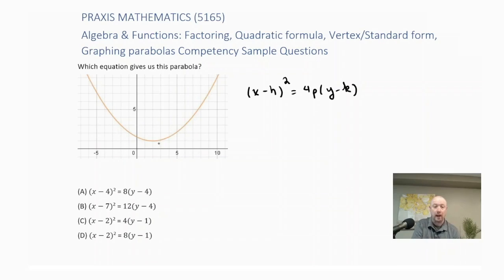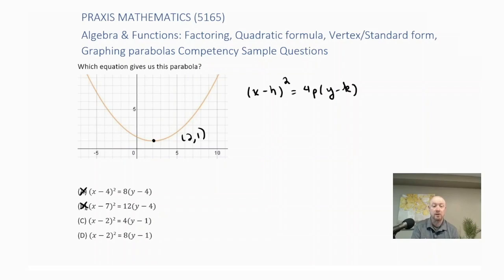So we know that. Now, what is the vertex? Well, if we look here, the vertex is at the point 2, 1. So my h has to be 2 and my k has to be 1. That's going to eliminate choices A and B, so we can eliminate those two choices.